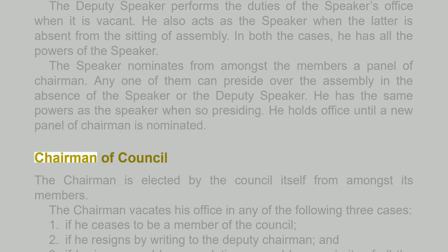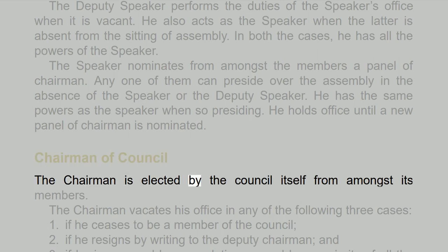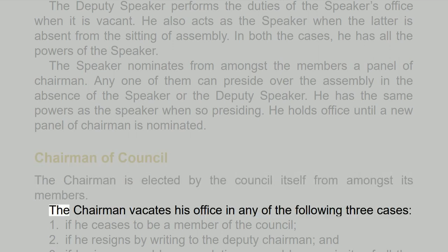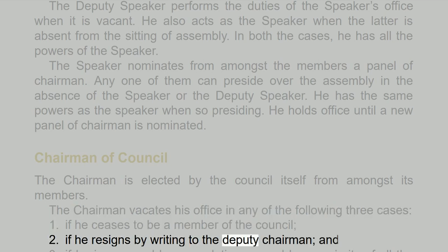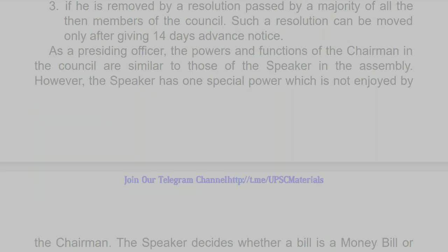Chairman of Council. The chairman is elected by the council itself from amongst its members. The chairman vacates his office in any of the following three cases: 1. If he ceases to be a member of the council, 2. If he resigns by writing to the deputy chairman, and 3. If he is removed by a resolution passed by a majority of all the then members of the council. Such a resolution can be moved only after giving 14 days advance notice.